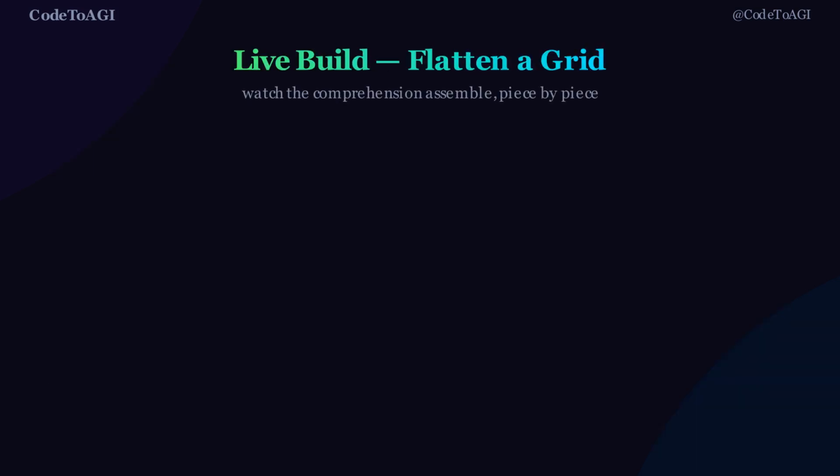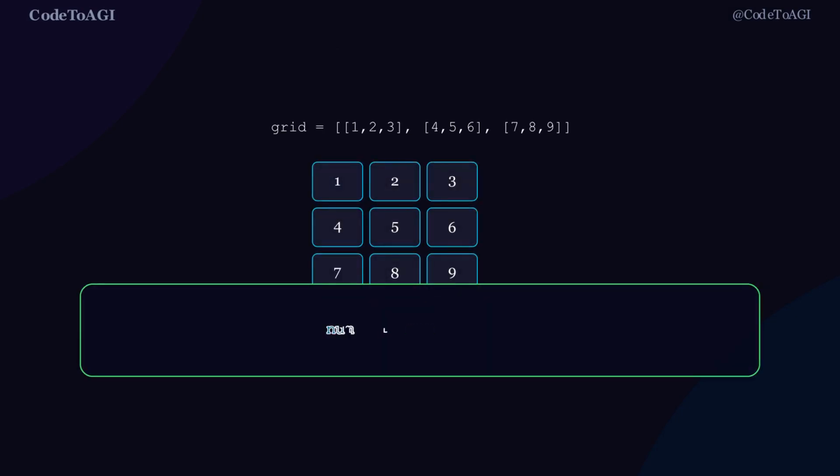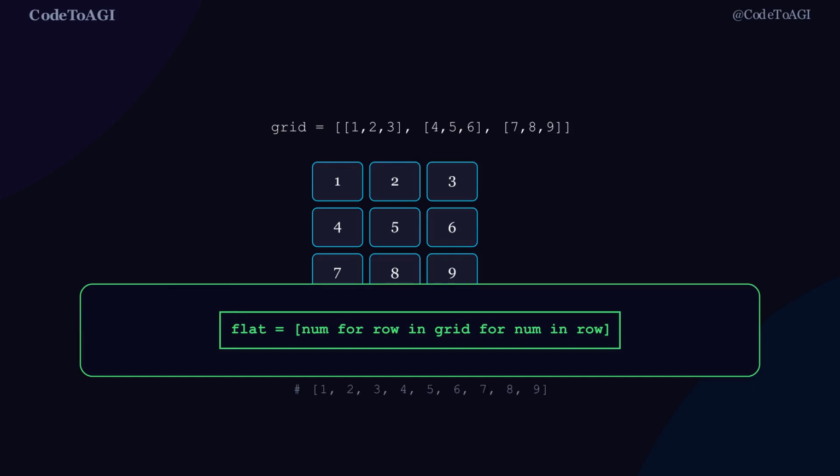Let's build something live. A nested comprehension. Here's a grid, a list of lists. We want it flattened into one single list. Watch this build piece by piece. First, the outer loop for row in grid. Then the inner loop for number in row. Then what we keep, just number. Put it together. Number for row in grid for number in row. Read order matches loop order. Outer first, inner second.